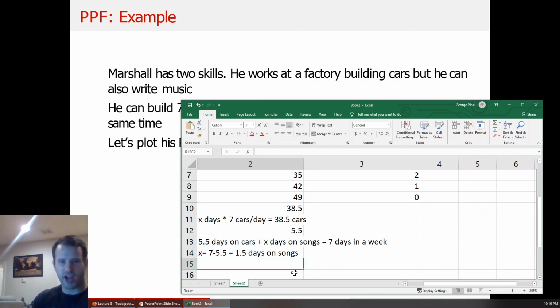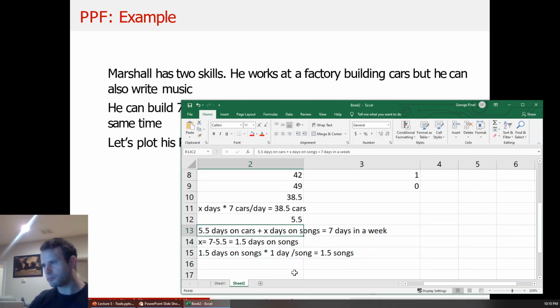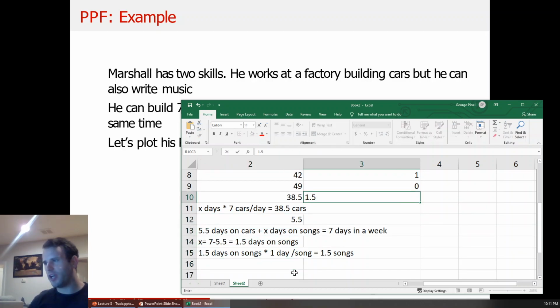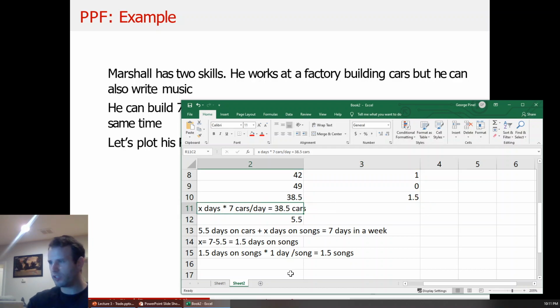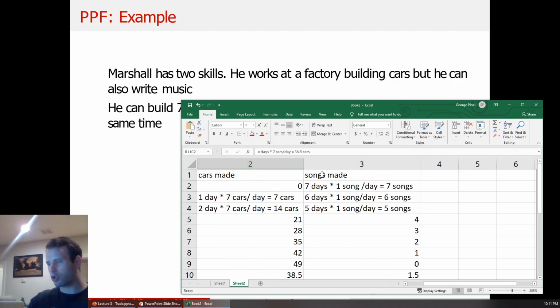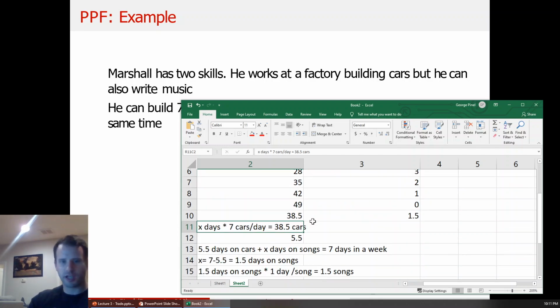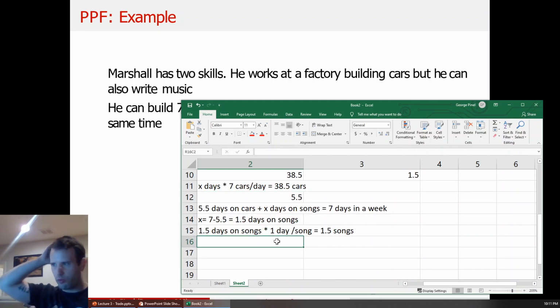And then we can backtrack the number of actual songs that we make. So 1.5 days on songs times 1 song per day equals 1.5 songs. So given that I know that Marshall made 38.5 cars, I can backtrack that he made 1.5 songs. Okay? These are your actual production possibilities. Okay? So I'll give you one more.